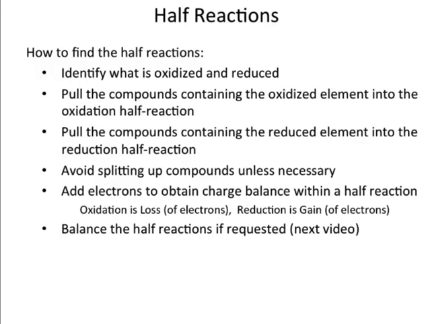Then, so you have the elements thrown down, now you need to put electrons in so that the overall charge on both sides is the same for your half reaction. And if you have an oxidation half reaction, that means you're losing electrons, they're products. And if you have a reduction half reaction, it means you're gaining electrons as reactants. And then in the next video, sometimes you're asked to balance the half reactions, and so you could do that.